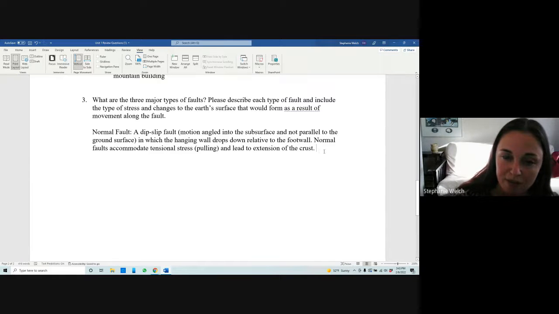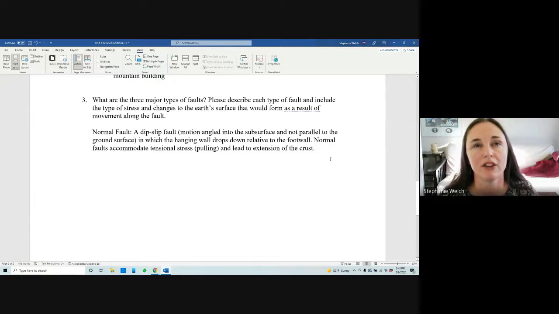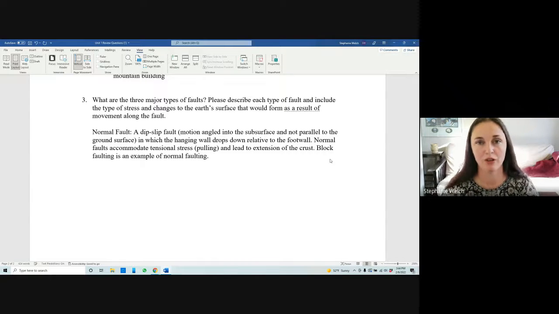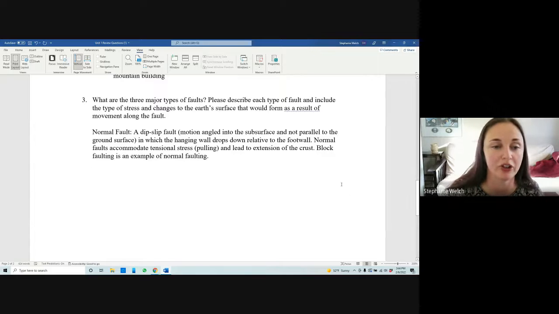So this happens in places like the Basin and Range province. You even get this happening on more high angle faults where you have this block faulting. So block faulting is an example of normal faulting, in which you have multiple normal faults. So you have blocks of material moving up or down, depending on how those faults are angled.